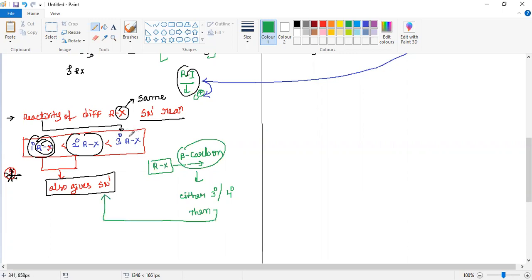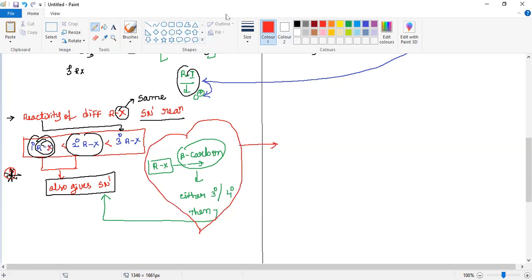So generally the tertiary alkyl halide only is the favorable reaction for SN1, but not the primary and secondary. But at what time are the primary as well as secondary alkyl halides also favorable for SN1? Whenever the beta carbon of the alkyl halide is either tertiary or quaternary, then it also gives SN1. So let us give the explanation for this part.